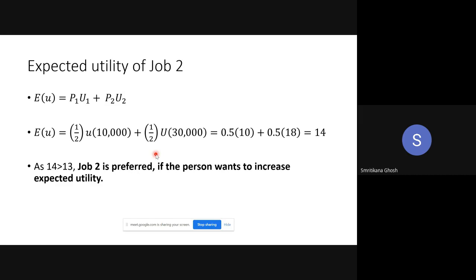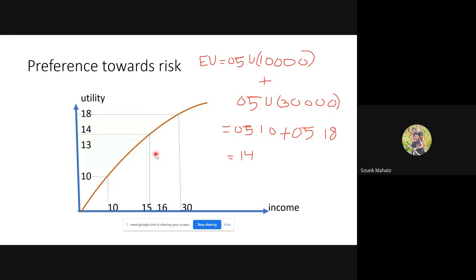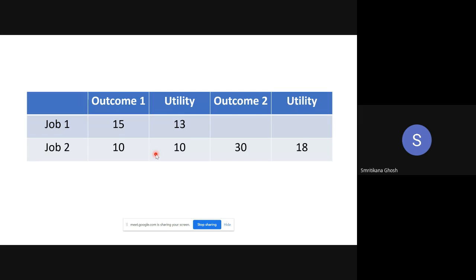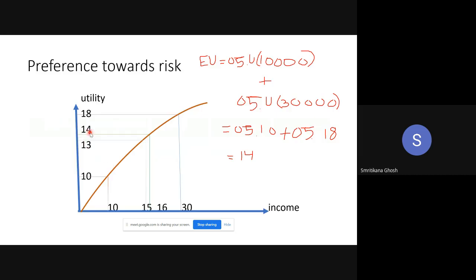Ma'am, in the graph, when the expected utility comes to 14, then the income on the horizontal axis, I guess, is 16. Yes, ma'am. No, that is something else. Look, when your expected utility for job 2 is 14, at first you have to compare expected utility with the utility of job 1, and you have made your decision. You have decided that job 2 is okay. Now this is just a cross check. If your utility is 14, then your income should be 16,000. For 16,000 salary, your utility is 14.